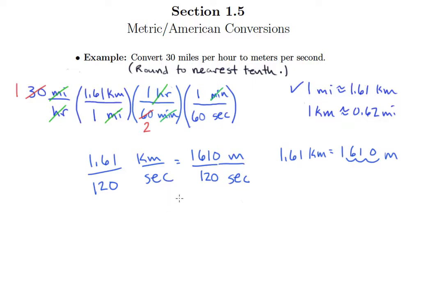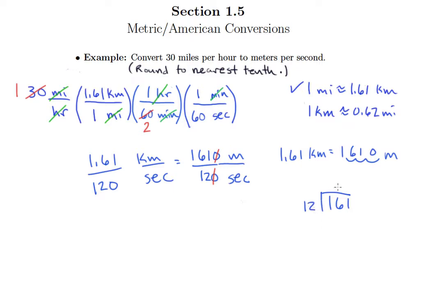Okay. And we can do even a little more simplifying here. This is nice. Since these both end in 0, we can chop off that 0. So what I have here is 161 divided by 12. And we'll see what we get from that as an answer rounded to the nearest tenth.